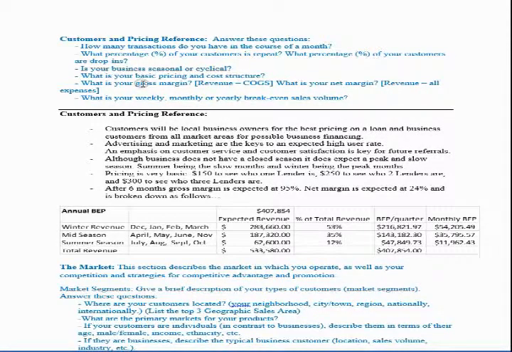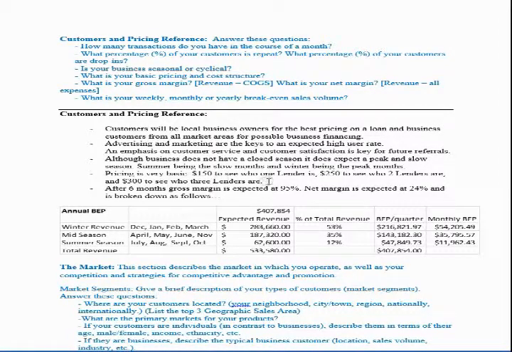For us, we put down customers and pricing, because customers will be local business owners looking for the best pricing on a loan. That's where it's going to come from, most of our market area. And advertising and marketing are the keys to our expected high user rate, and how important customer service is going to be. And although we don't have a technical fast and slow season, summer months do tend to be a little bit slower, and winter months do seem to be a little bit faster.